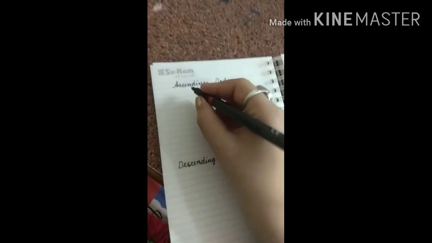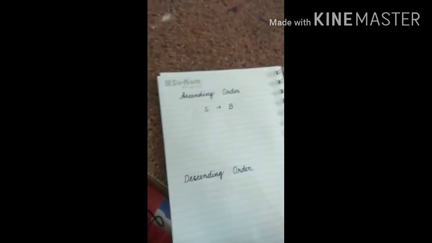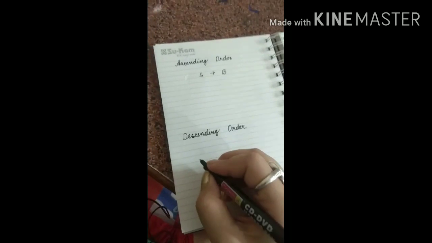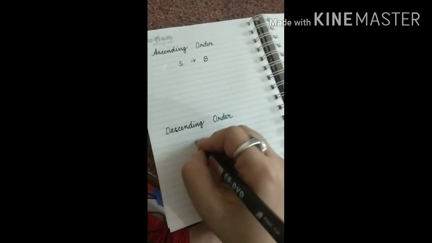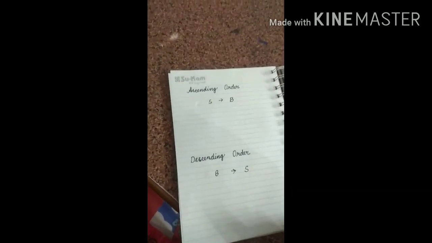In ascending order and descending order, you have to understand that ascending order always starts from small to big. Small to big it goes. And in descending order, it starts from big to small. Okay? So, let's take some numbers.